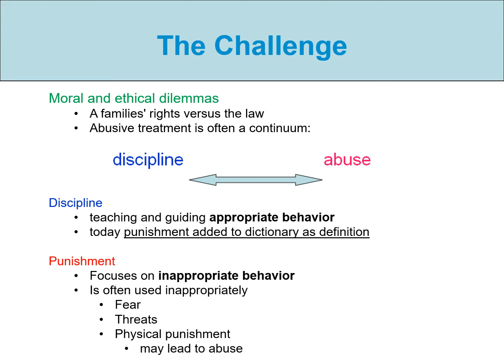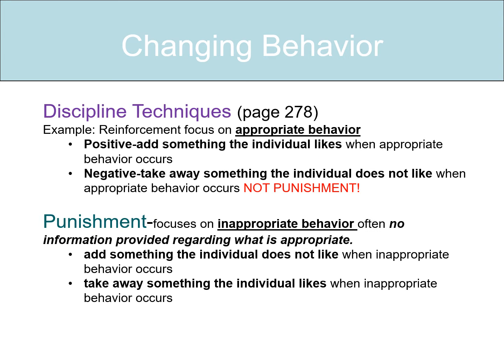So something to keep in mind about punishment is that the focus is not on appropriate behavior, but on inappropriate behavior. And many times a child is not even informed about what is appropriate behavior. It's often used inappropriately. It's used to create fear, to make threats, and then physical punishment, as we just mentioned, is very likely to end up being physical abuse. So on page 278 of your book, it gives us some examples of discipline techniques that have a more positive approach focusing on appropriate behavior.